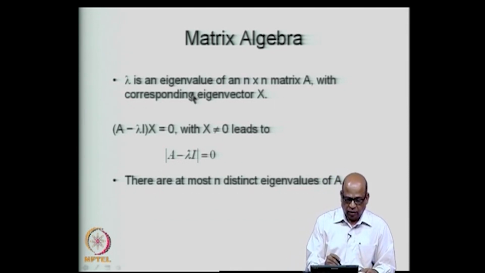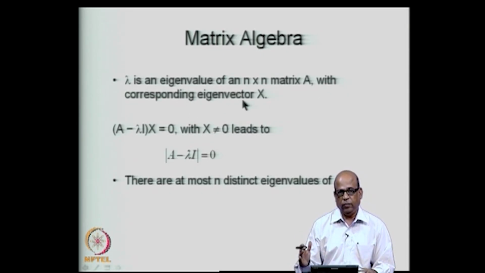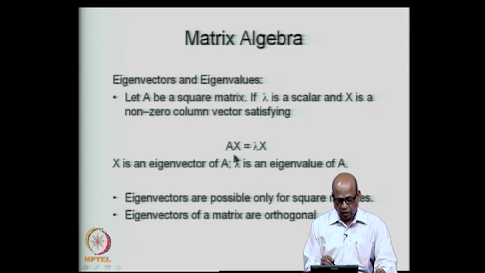Then lambda is an eigenvalue of an n by n matrix A with corresponding eigenvector x. So, each eigenvector is associated with an eigenvalue lambda. Look at this now, A x is equal to lambda x. This is how you define your eigenvector x.